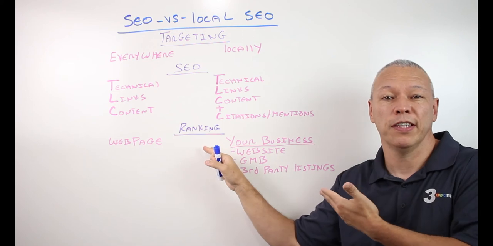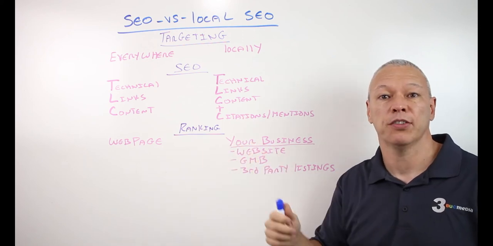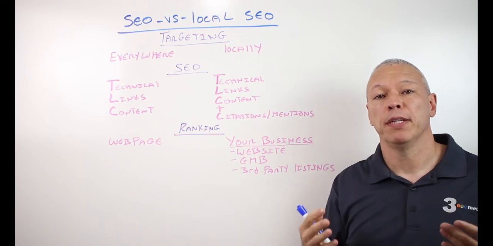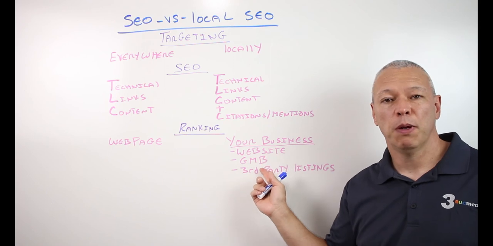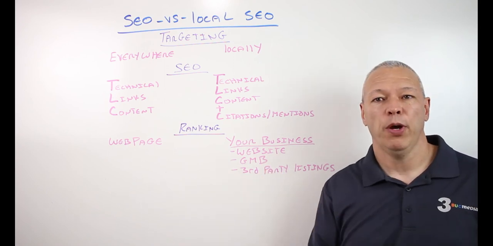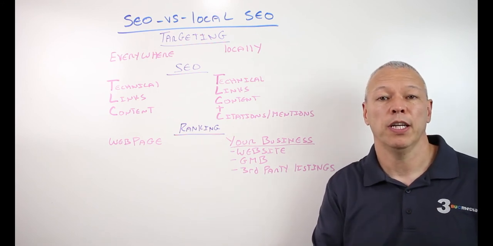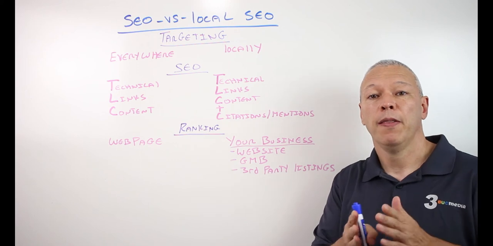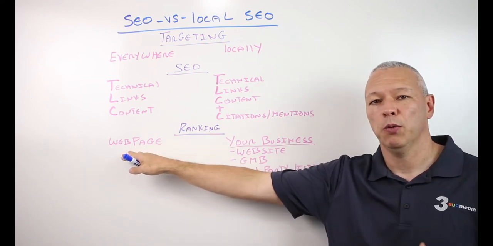Basically the difference is you're trying to rank not your website, but your business entity itself. And locally, that business entity is going to be made up of your website, your Google My Business listing, as well as all the third-party listings that you have. That could be your Facebook page, your listing in Yelp, your listing in the Yellow Pages, things like that. So with traditional SEO, you're trying to rank a specific page on your website.